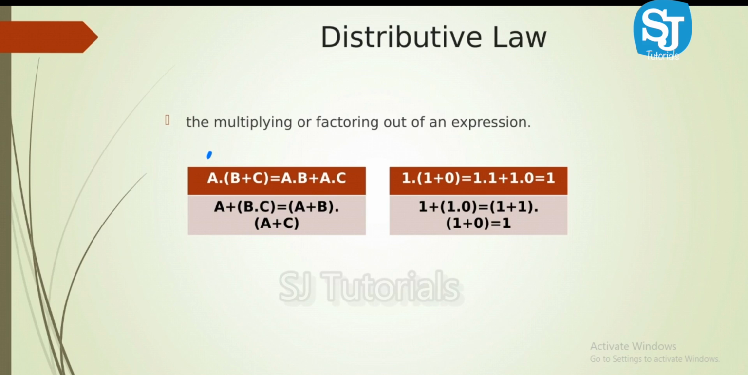For example, A into (B plus C) equals A into B plus A into C. And also A plus (B into C) equals (A plus B) into (A plus C). So here is the proof. That means we will get the truth-table answers using this example. So the distributive law just distributes the values.